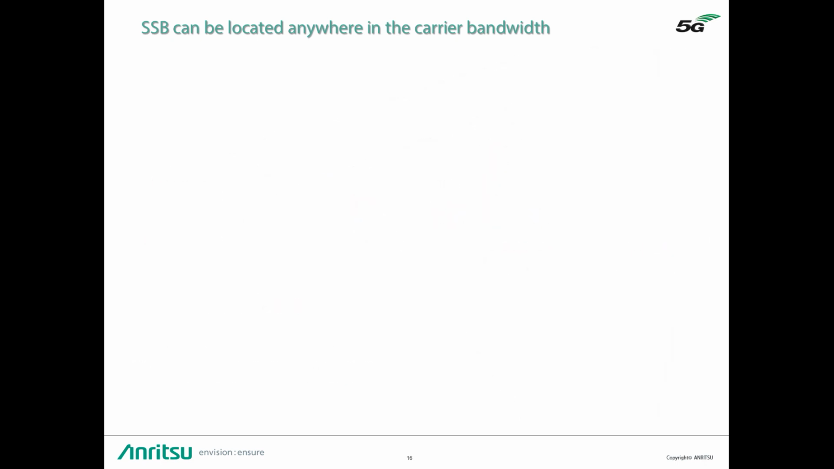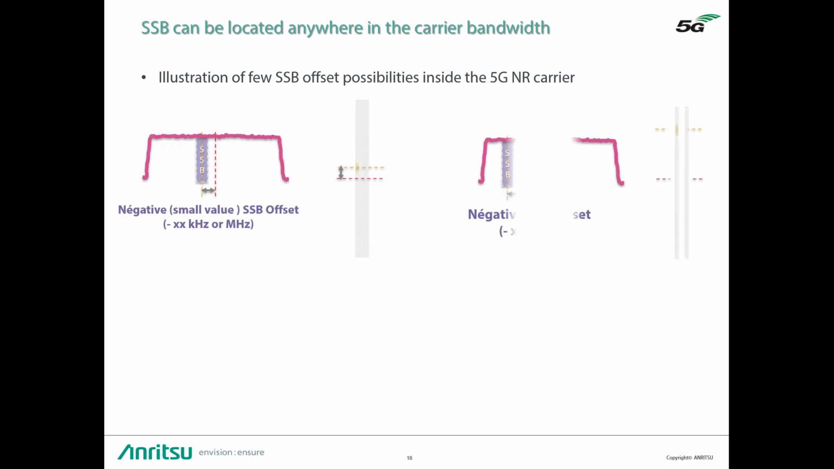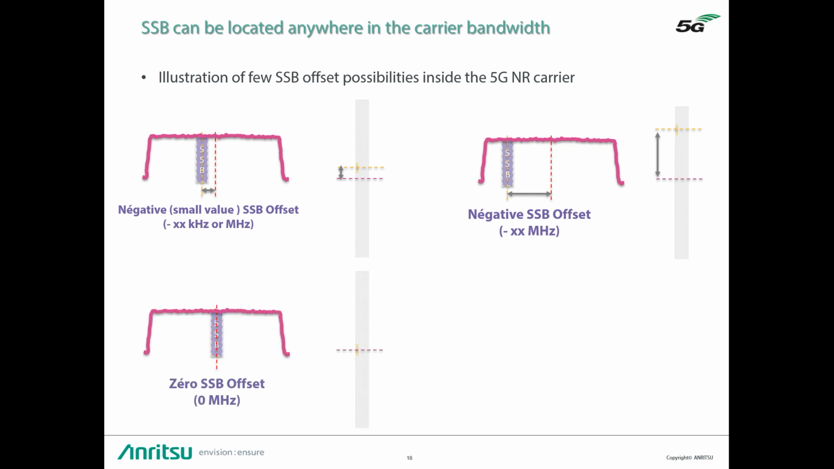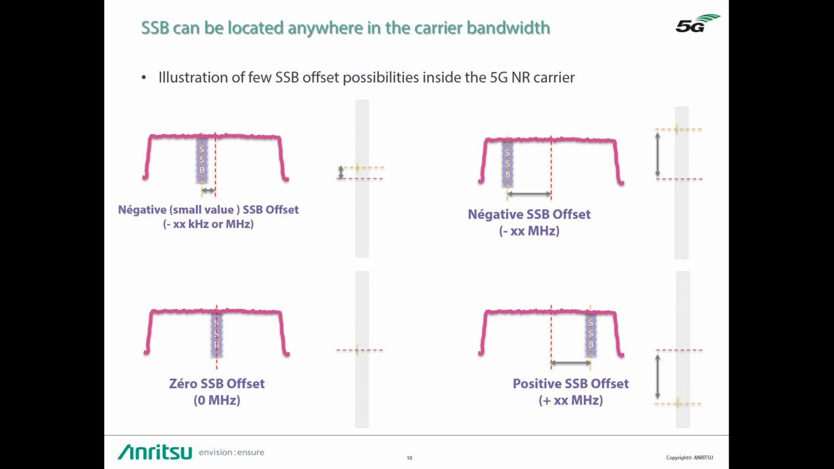To make this assumption clearer, here are 4 examples showing different possible positions of the SSB within the 5G carrier. Every time, the position of the center frequency of the SSB is expressed as a frequency offset. If the SSB center frequency is located below the center frequency of the 5G carrier, the offset will be negative. If it is located above, the offset will be positive. If the SSB center frequency is the same as the center frequency of the 5G carrier, then the offset is 0 Hz.